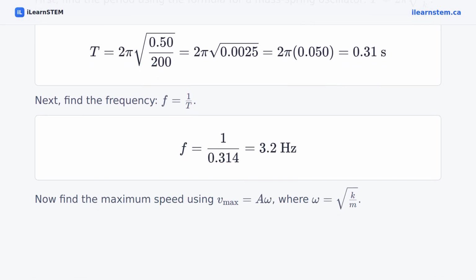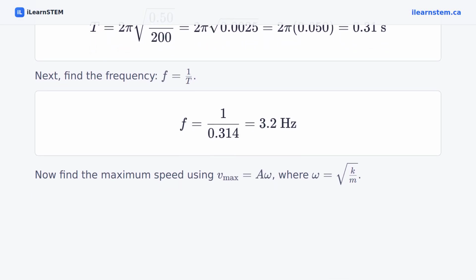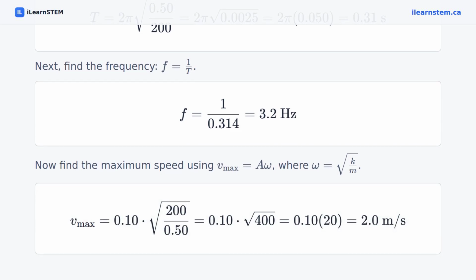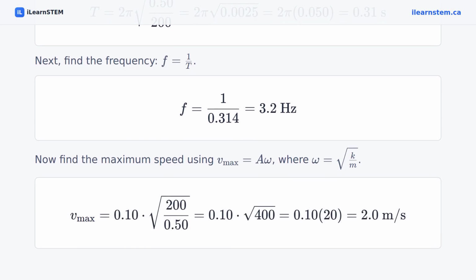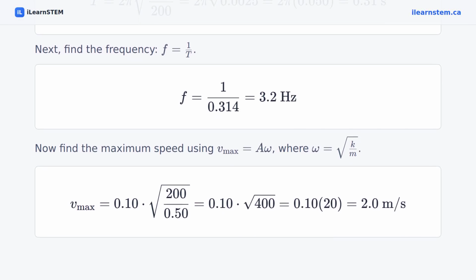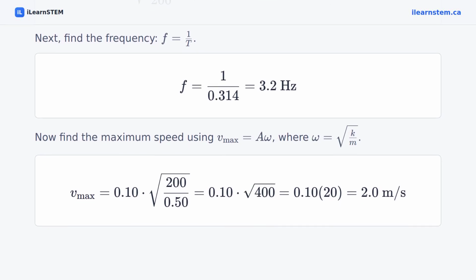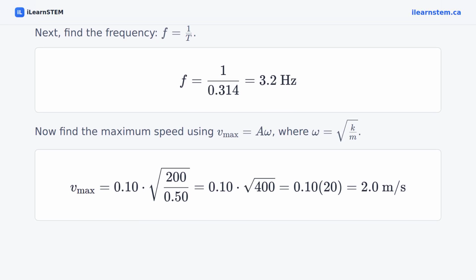Now find the maximum speed using Vmax equals A omega, where omega is the square root of k over m. Plugging in, Vmax equals 0.10 times the square root of 200 over 0.50, which is 0.10 times the square root of 400, which is 0.10 times 20, giving 2.0 meters per second.